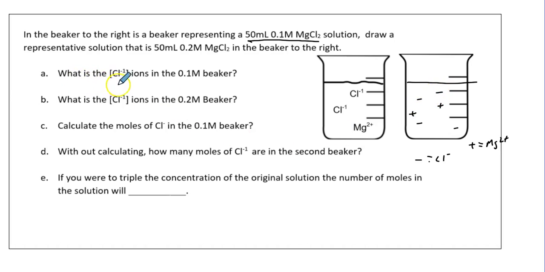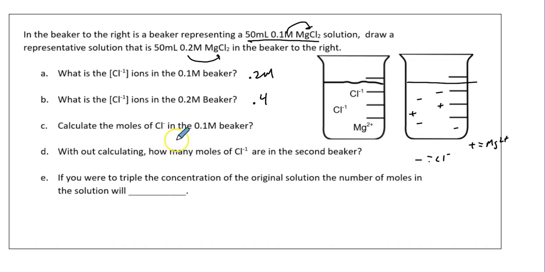What's the concentration of the chloride ions in the 0.1 beaker? It's going to be 0.1 times 2, which is 0.2 moles per liter. And the chloride ions in the 0.2 beaker: 0.2 times 2 is 0.4.